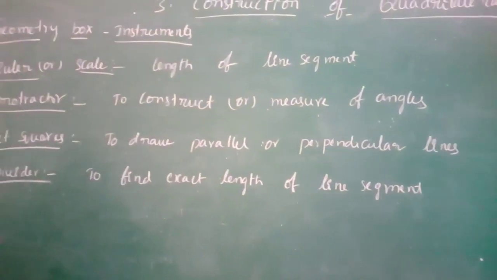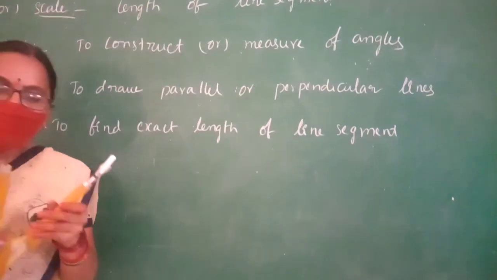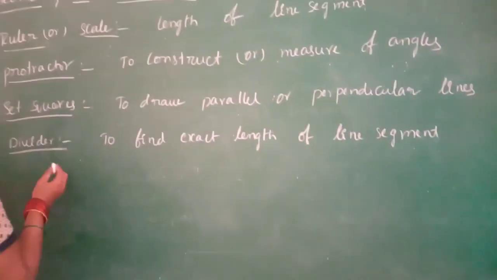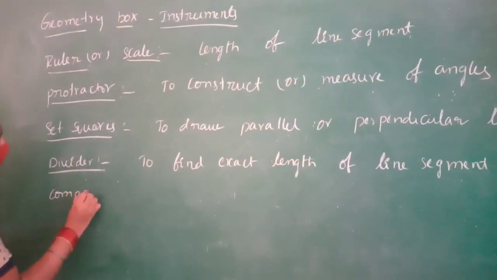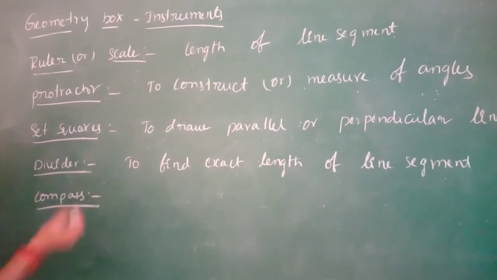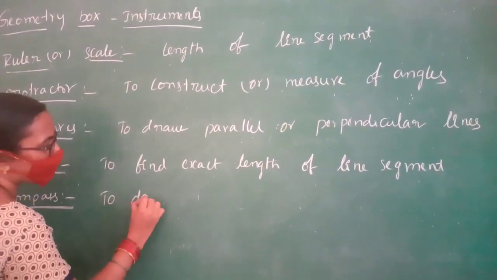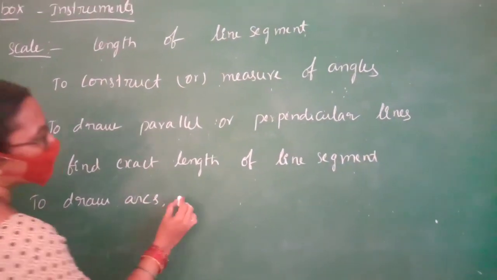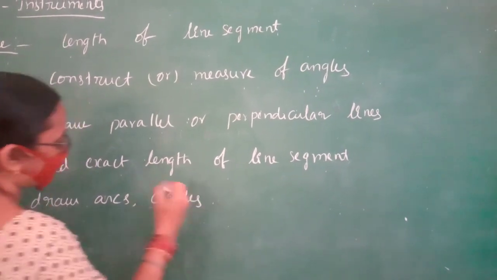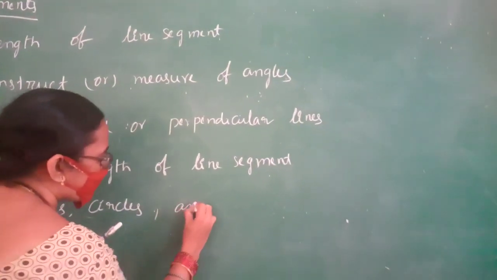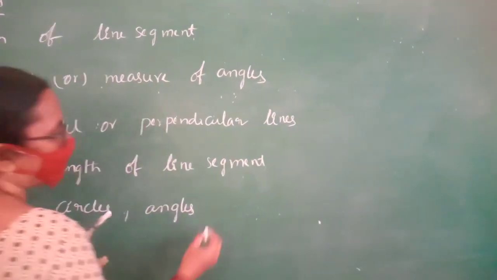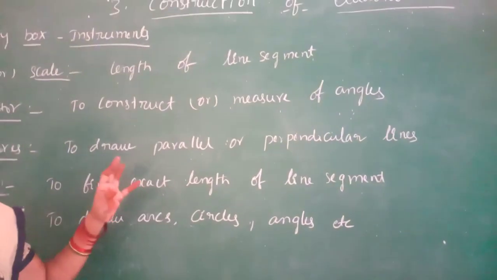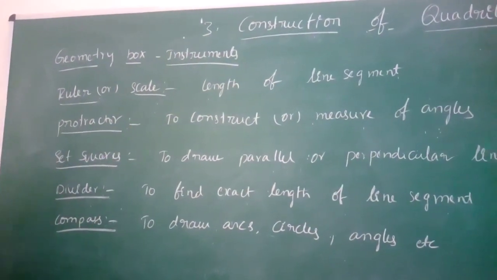Okay, next one is your favorite one. What is this? Compass. Which purpose do we use it for? To draw arcs, circles and angles, etc. Okay, children, do you know all the instruments in the geometry box?